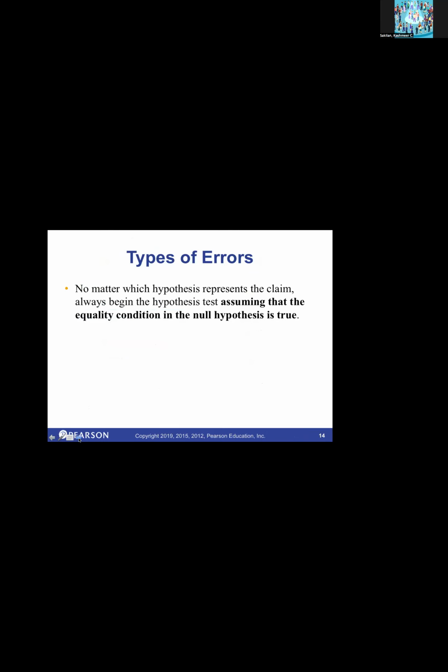So next is type of errors. But before I go to type of errors, any clarification on how to write HO, how to write HA, and how to identify the claim based on HO and HA and the given statement of the problem? None, sir. None, Doc. Okay.